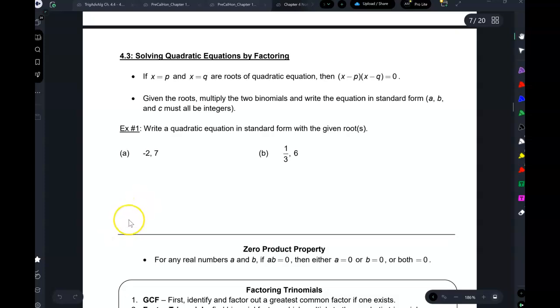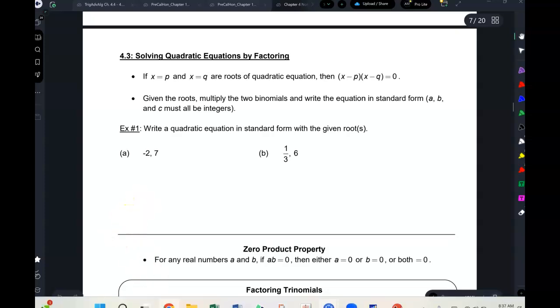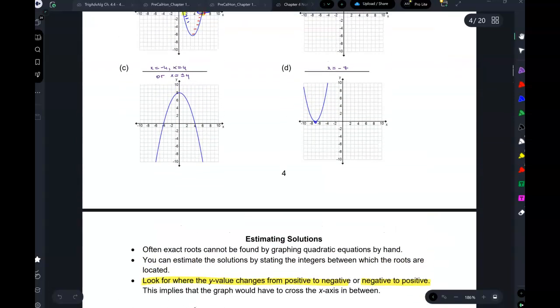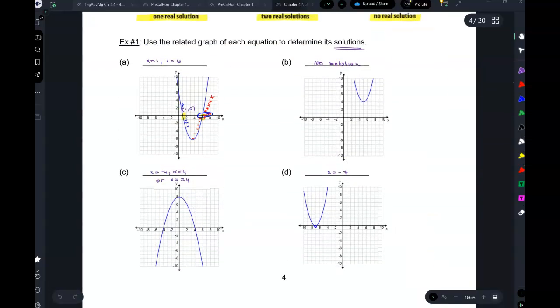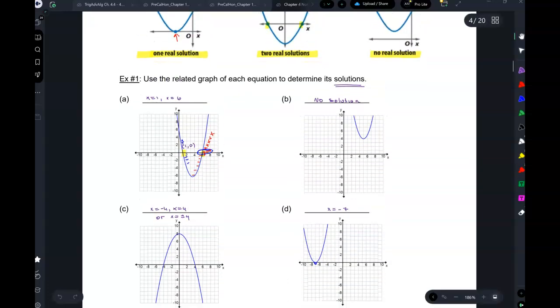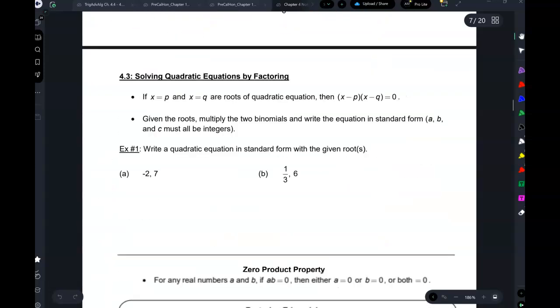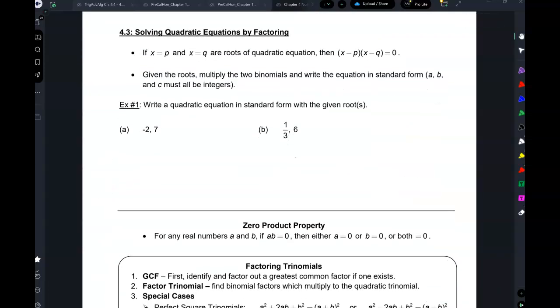We are moving on to section 4.3 today. In the last lesson, we learned about how to find zeros, how to estimate zeros from a graph, actually, right? And today, we're gonna go deeper into that.